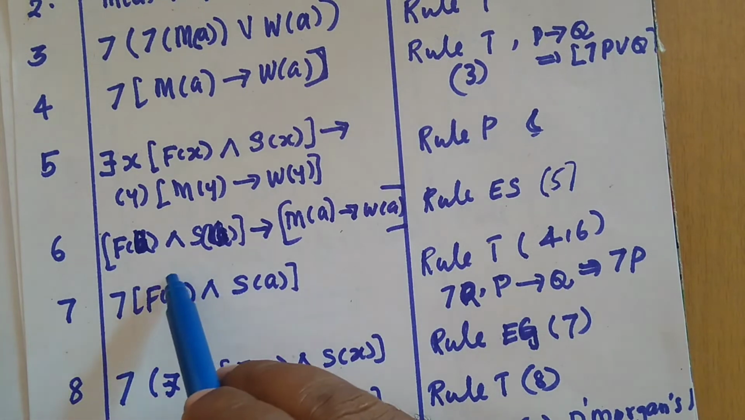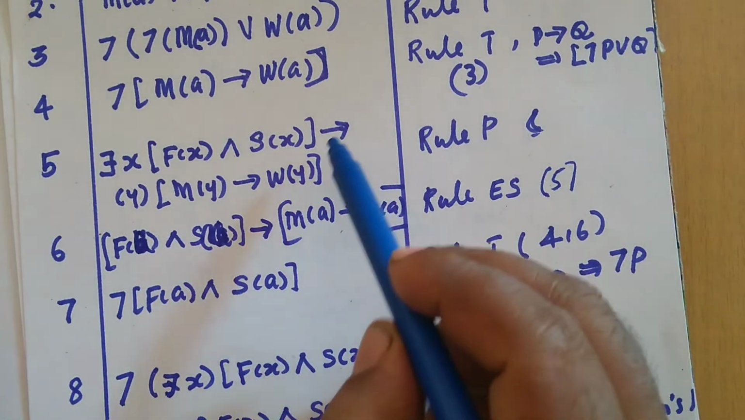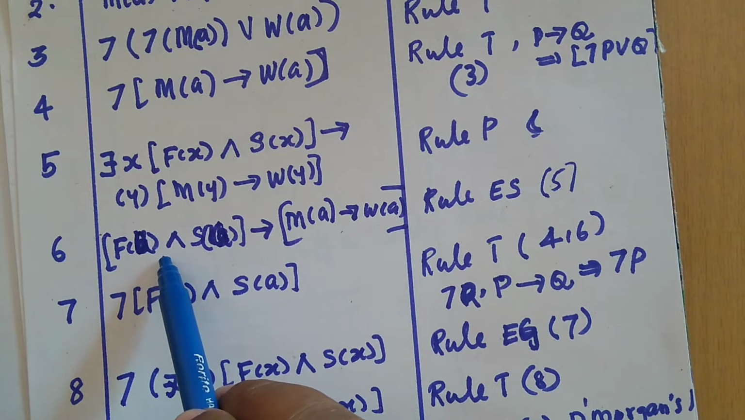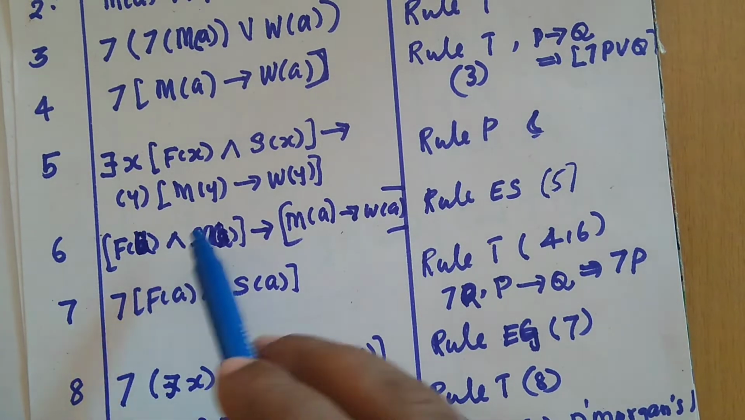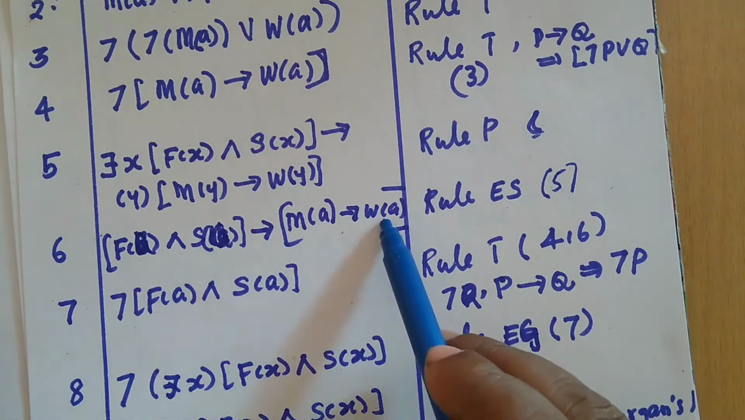Once again, there may be some confusion. So once again, this is F of a intersection S of a. These two are the same.